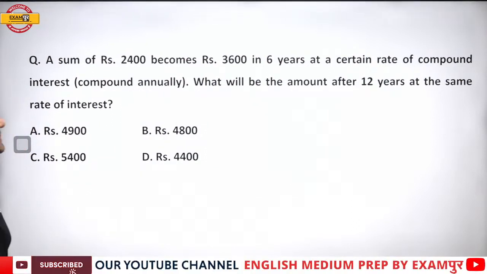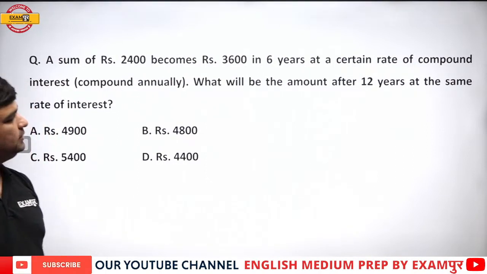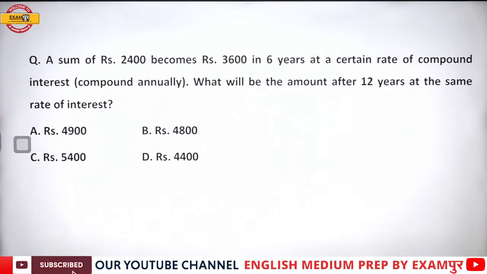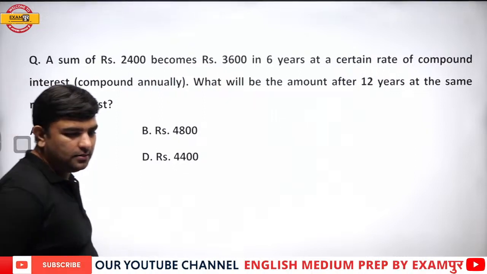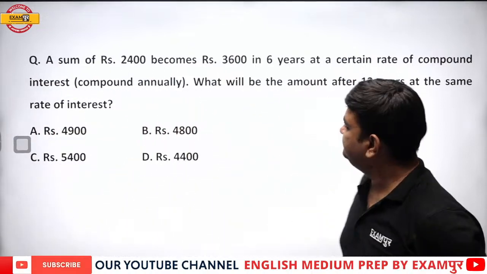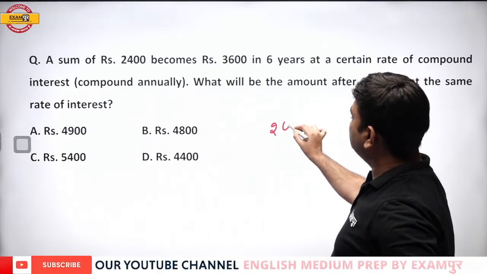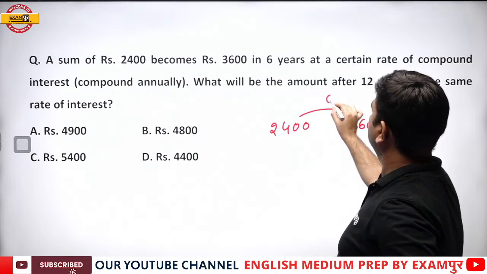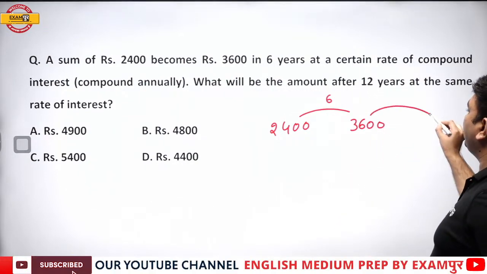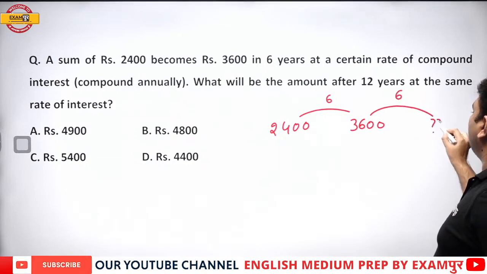$2,400 becomes $3,600 in 6 years. What is the amount after 12 years? So can I say 6 more years? What is the value after 6 more years?